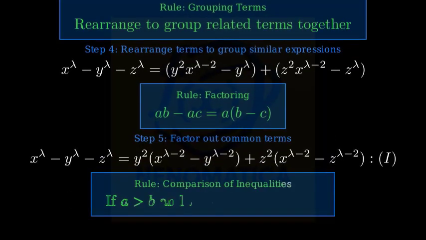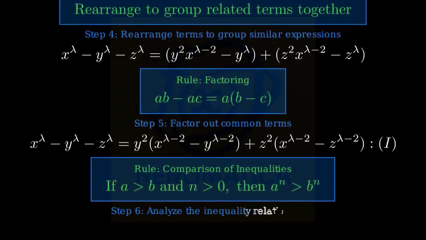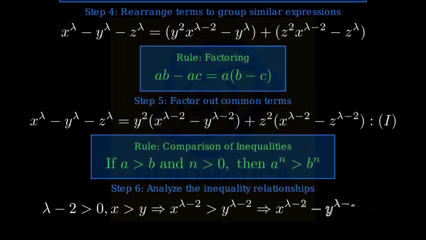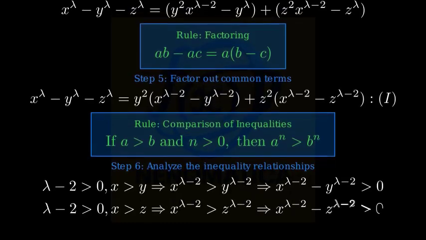Let's analyze what we know about the expressions in the parentheses. First, we know that lambda minus 2 is greater than 0 since lambda is greater than 2. We also know that x is greater than y, because x squared equals y squared plus c squared, and c is positive. Therefore, x to the power lambda minus 2 is greater than y to the power lambda minus 2, which means x to the power lambda minus 2 minus y to the power lambda minus 2 is greater than 0.